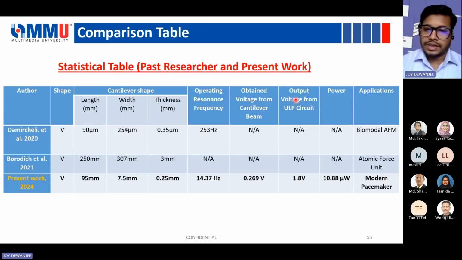This is the final statistical table from previous researchers' work and my present work. In my case, my work considers the V-shape cantilever beam. As I mentioned in my literature survey, other researchers were not working on the V-shape cantilever beam, but in my case, I am working on it, and I have got a good output for my application: the voltage from the mechanical beam and the electrical output circuit is 1.8 volt, and the calculated power is 10.88 microwatt, which is a desired output for the modern pacemaker.